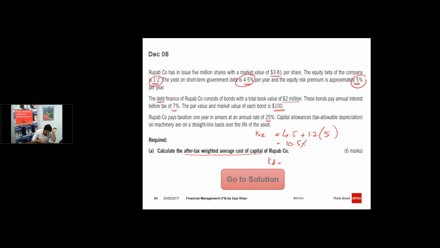So let's see how much interest we are going to pay. It is 7%, and the par value is $100. So 7% of $100 will be equal to 7. Then we have to make it after tax, because it is a bond and it gives interest, so it's tax allowable, and the tax rate is 25%. It says it's in arrears. At this point, when we are calculating the cost of debt, these arrears have no meaning to us, so just ignore it. So we'll take 1 minus tax, that is 0.25. Then we'll divide it by the market value. In this case, the market value is the same as its par value, so divide it by 100 and multiply by 100. So what's the answer?